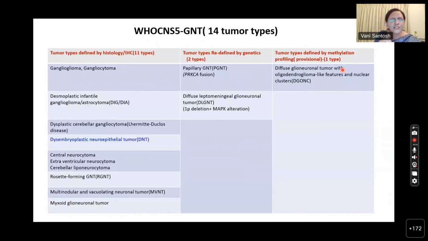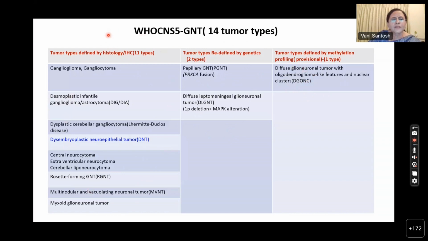But what is good for us pathologists is that there are 14 tumor types in this group of glioneuronal tumors. 11 of them can be diagnosed only with histology and the required diagnostic IHC markers. You don't need to demonstrate any molecular alterations. Only for two, that is papillary glioneuronal tumor and DLGNT, you have to show the molecular alteration. And there is one newly described provisional tumor type, known as DG-ONC, which is defined by methylation profiling, so don't bother about that.